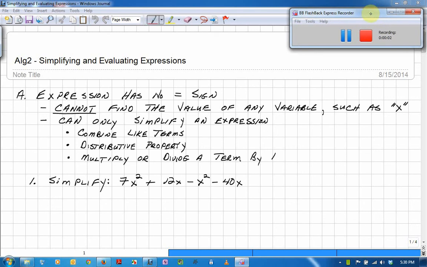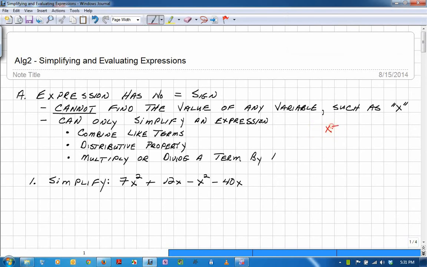In this lesson, we're going to simplify and evaluate expressions. Now, the first thing to realize, there is a difference between expressions and equations. An expression is not going to have an equal to sign. So if it's got a variable in it, you're not going to be able to find the value of the variable. So say, for example, you will not have an answer where you're going to say x is equal to or anything like that. That is not going to be possible. All you can do is simplify it.